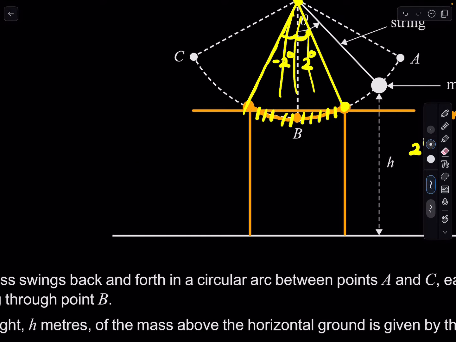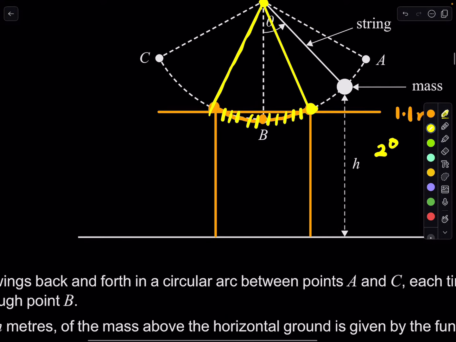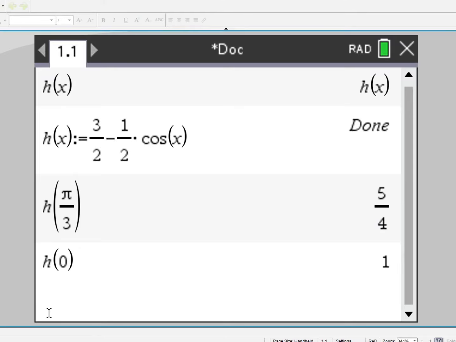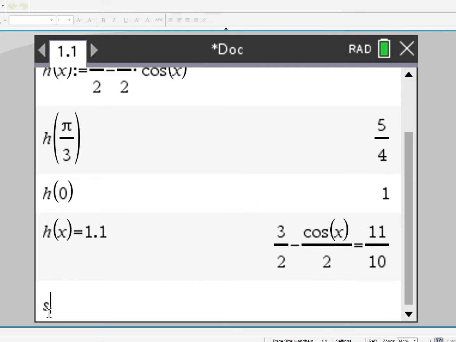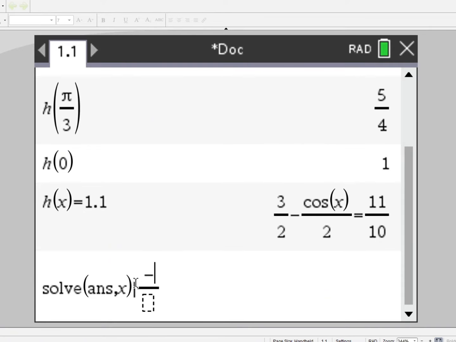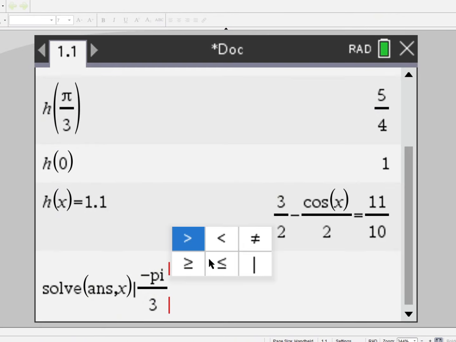So let's do this by what we just said. We need to find that theta. Now we just need to find the theta for 1.1 actually. So let's find the theta when the height is 1.1, this height here. And this will give us the angle, this theta here. So let's go to our CAS. Let's do that. So h of theta of x equals 1.1, and we will solve for x. And of course, x is restricted. Because it's an angle, it is restricted from, what was it? Sorry, it said negative pi on 3 less than or equal to x less than or equal to pi on 3.